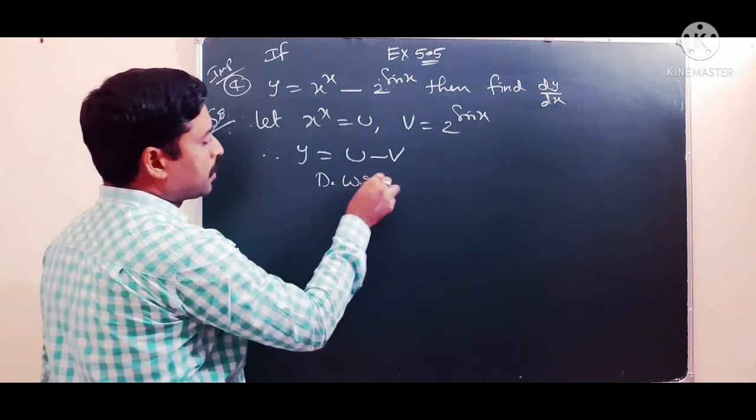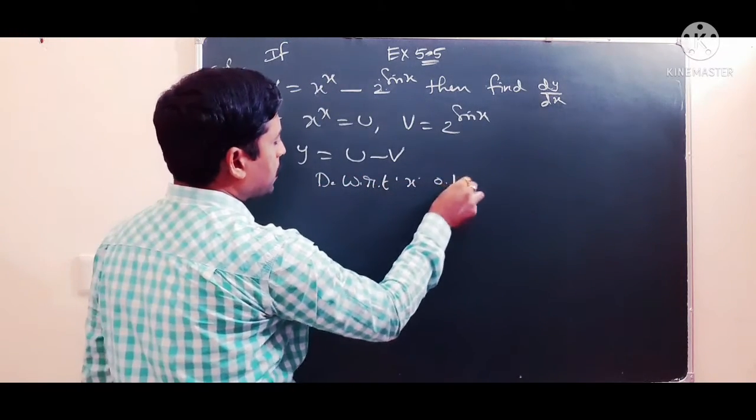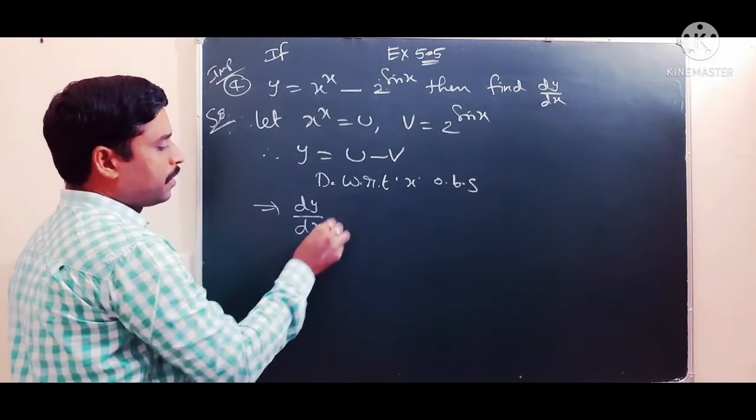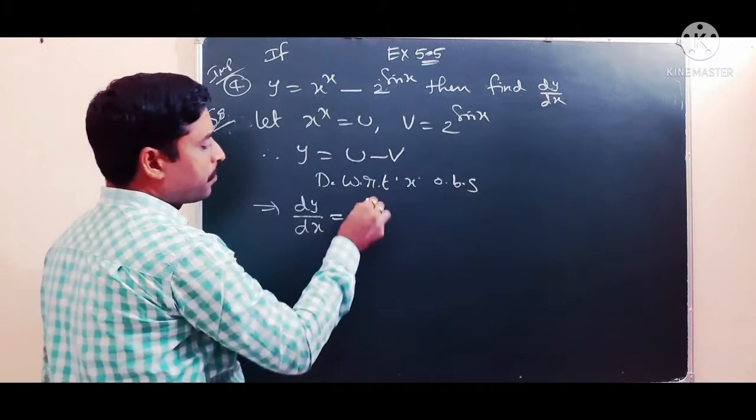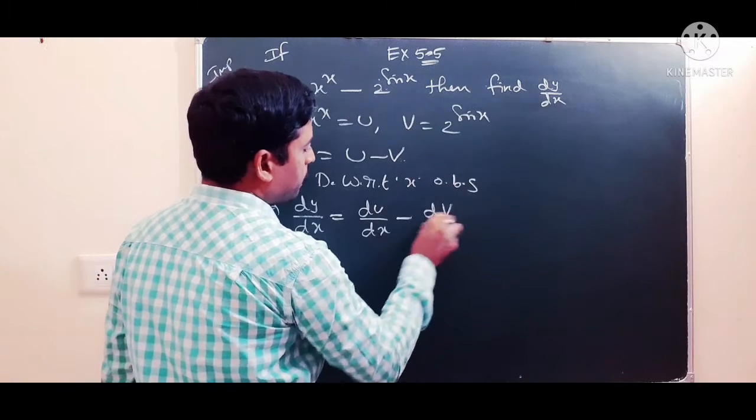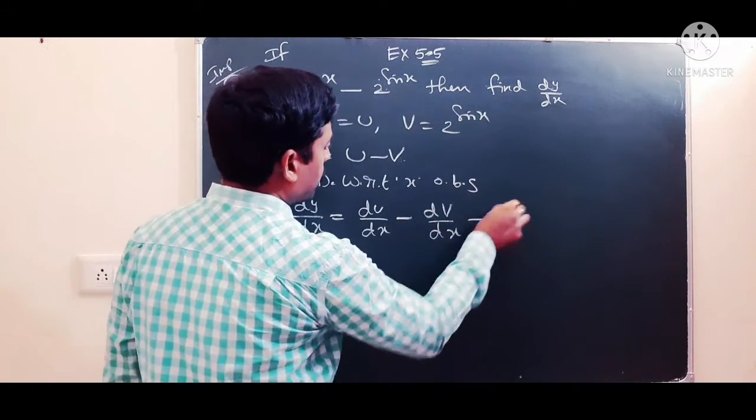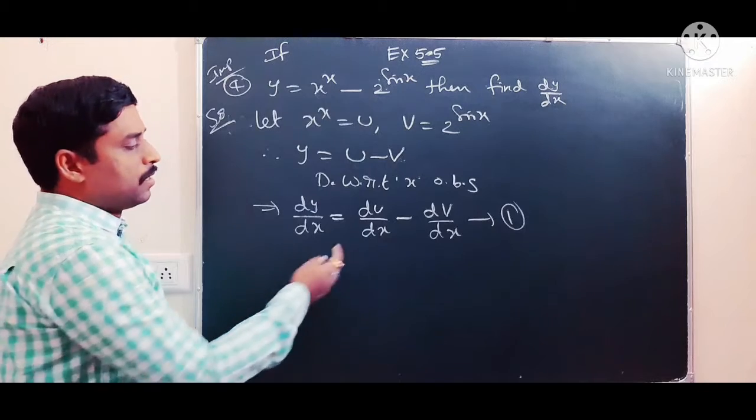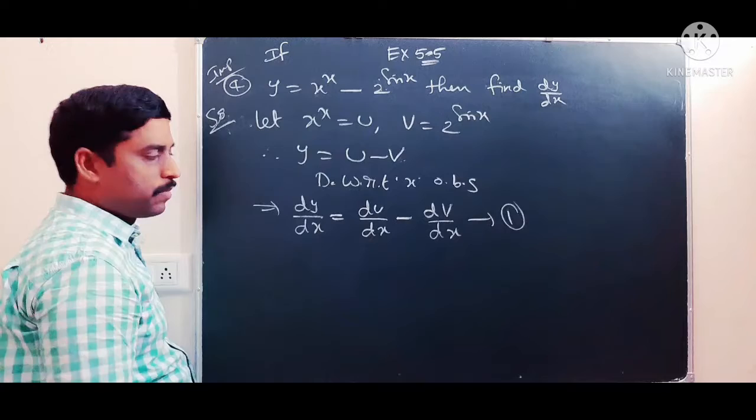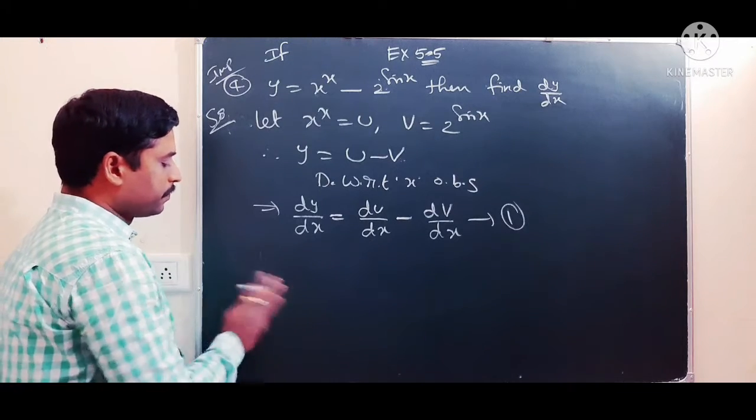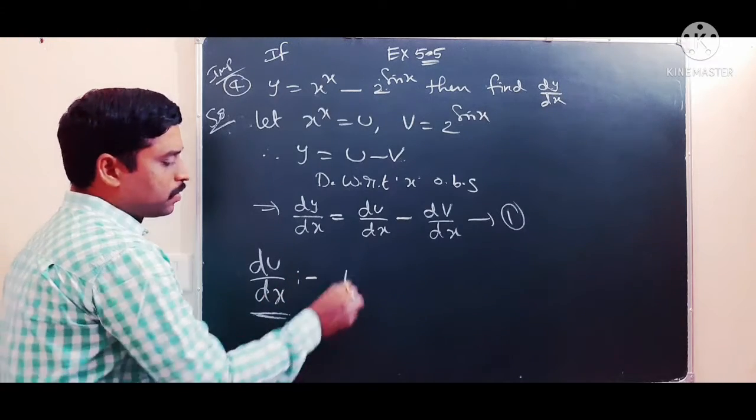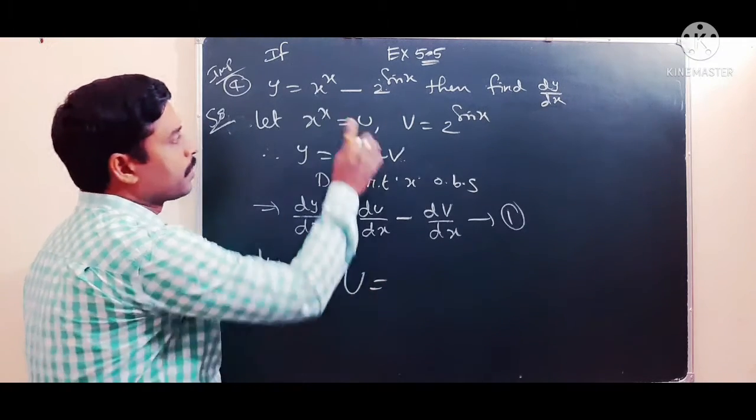Our target is dy by dx. Now applying differentiation with respect to x on both sides. Differentiation of y, we get dy by dx equal to differentiation of u, du by dx, minus differentiation of v, we get dv by dx. Okay, let us take this as the first equation. First we have to find du by dx as well as dv by dx. So du by dx is our first target. So what is the given u value? x to the power x.